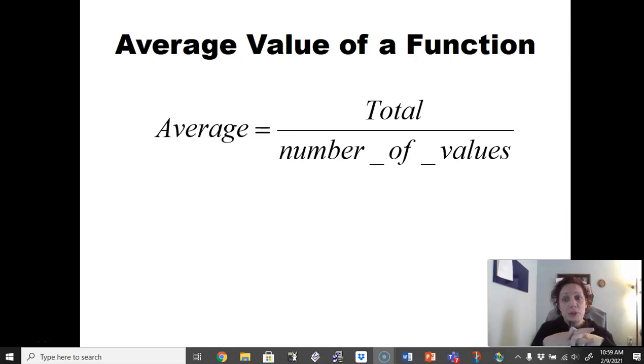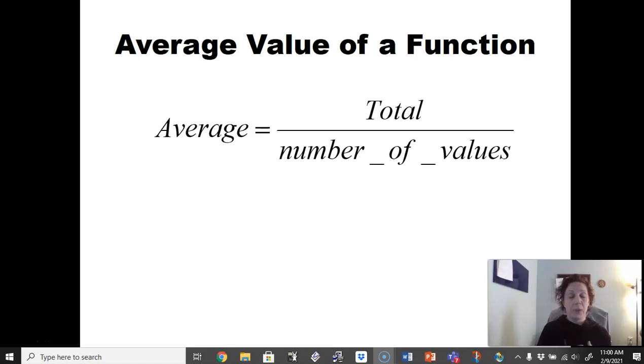So what we want to be able to do when we say an average value, what we really mean is an average y value. So what we want to be able to do is say, okay, for this function, in the interval from 0 to 3, I want to know what was the average y value on that interval. And that will become useful to us in all kinds of word problem type situations.